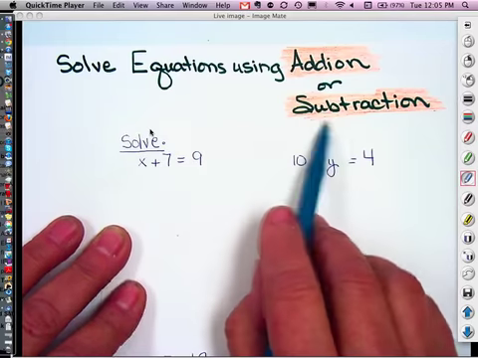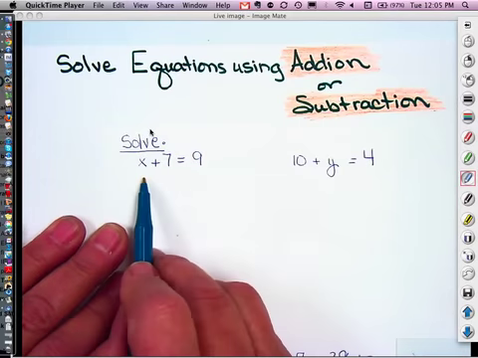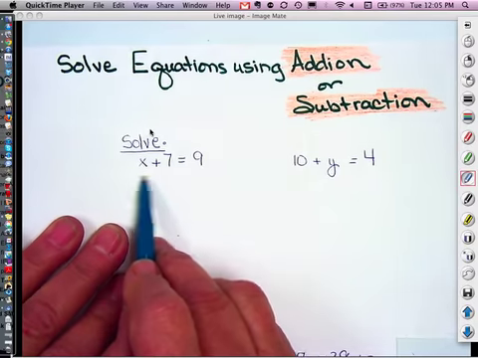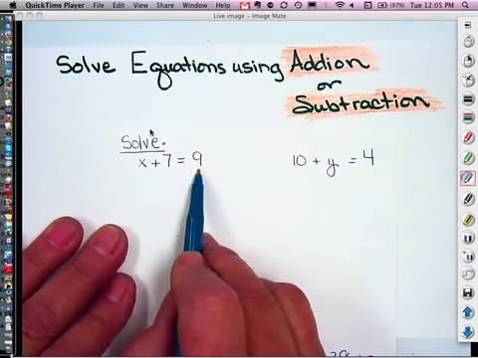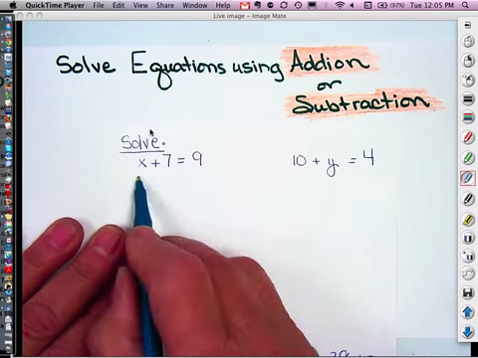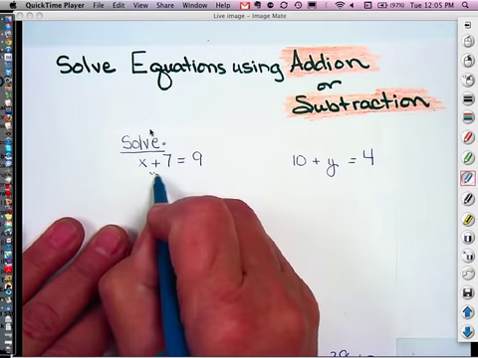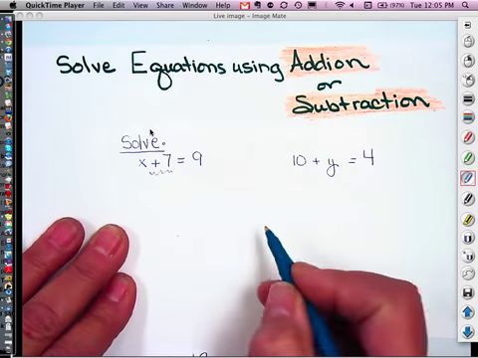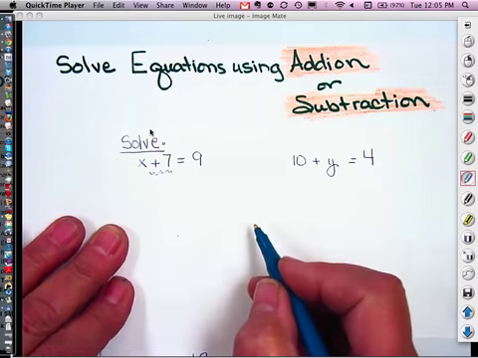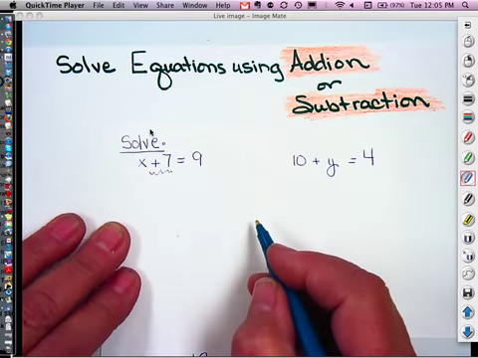Equations using addition or subtraction. So you'll notice on our first problem we have x plus 7 equals 9. In order to isolate the x, we need to undo adding 7. To undo adding 7, we need to use the inverse operation of addition, which of course is subtraction.